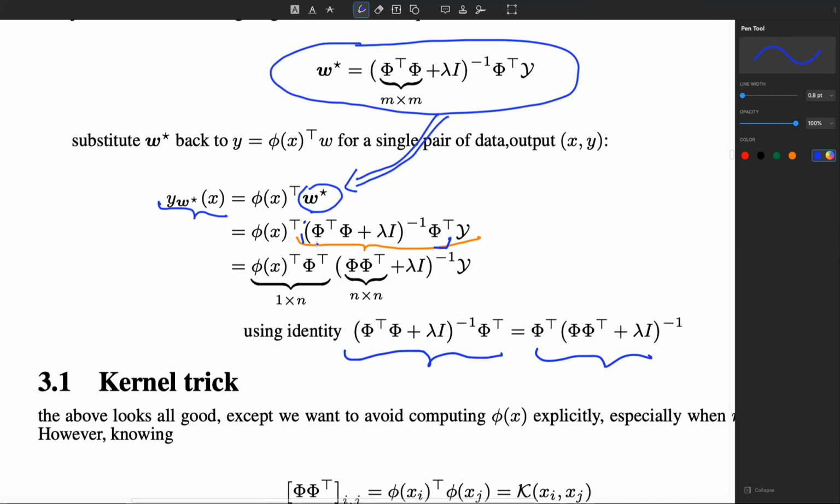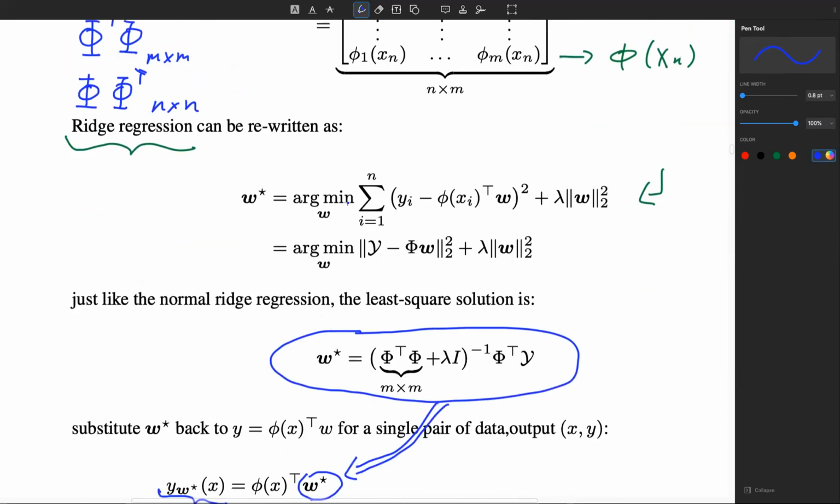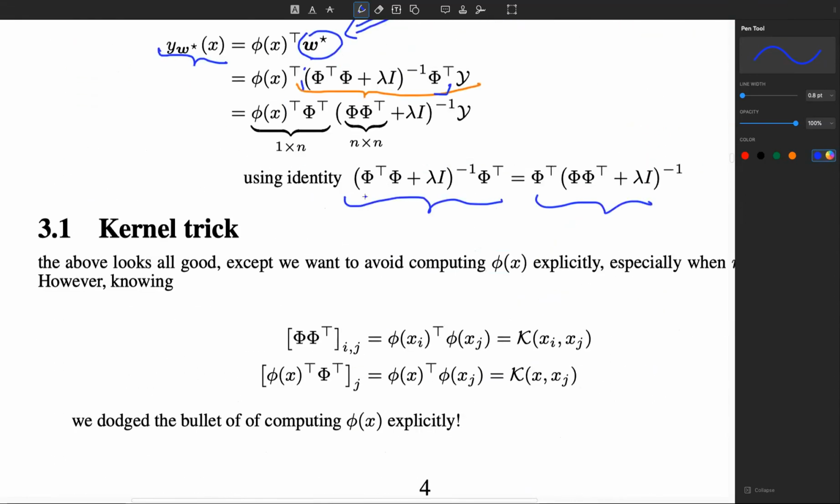Now, if phi transpose phi is m times n, then how about phi transpose phi? It is basically n times n, right? And what's n? It is the number of data points, okay? And we say that's well manageable. Maybe you have like 100 data points, okay? So it's 100 times 100. Very, very manageable. Okay, so that's good.